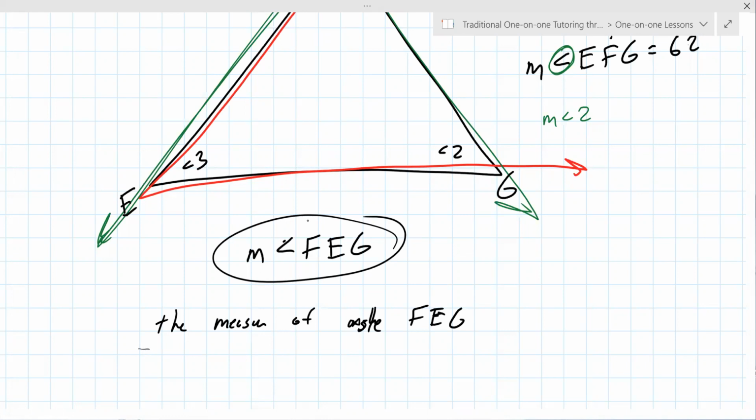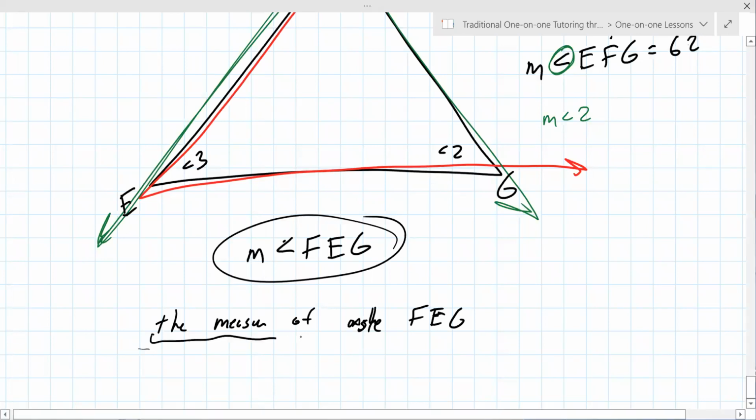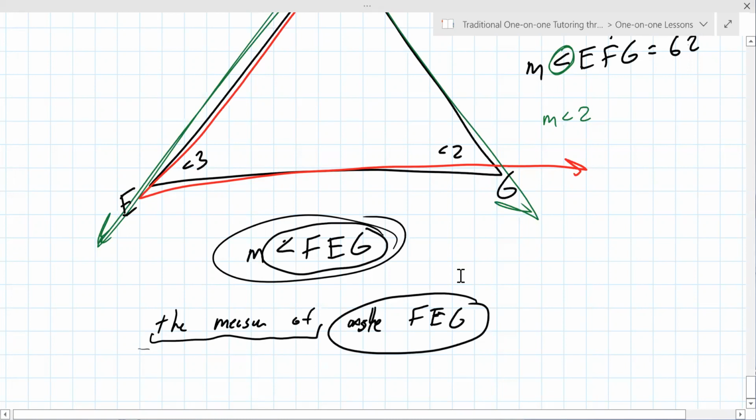Measure... sorry, is that the measure of angle? That's what this little M means. It means the measure of, and then this next part is the angle FEG. F, E, G. All right. Got that written down. Great.